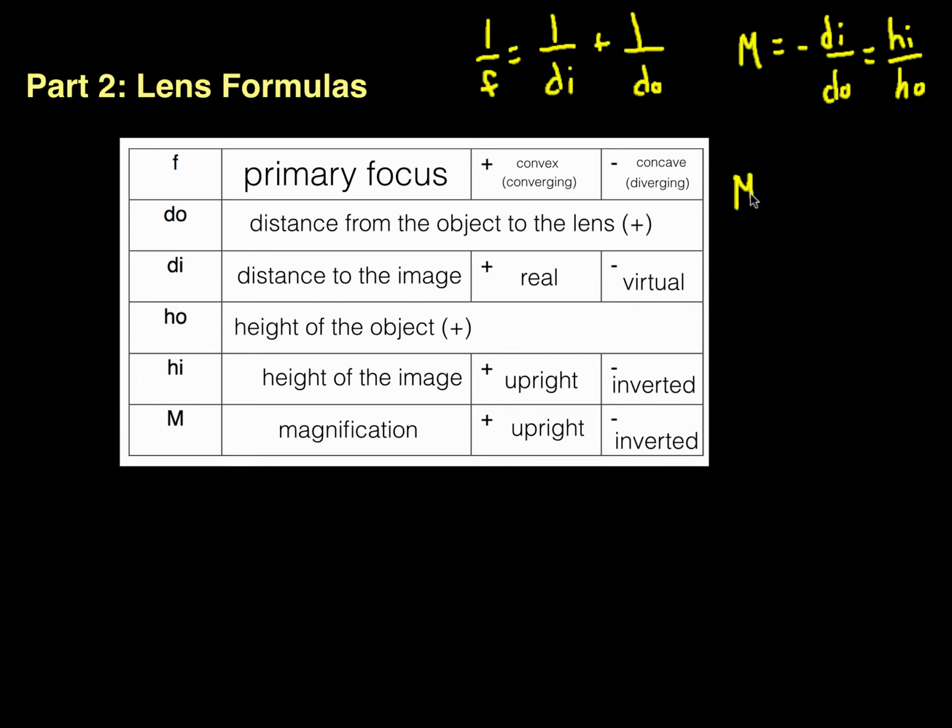When you have a magnification equal to 1, there's been no change in size. If magnification is less than 1, the image is smaller. If magnification is greater than 1, the image is bigger.